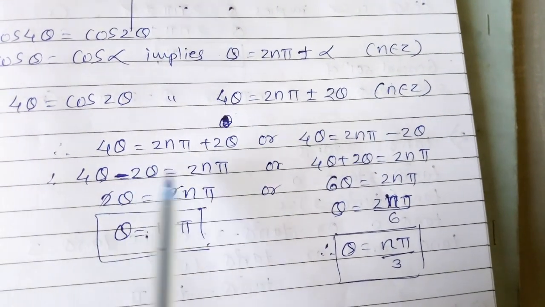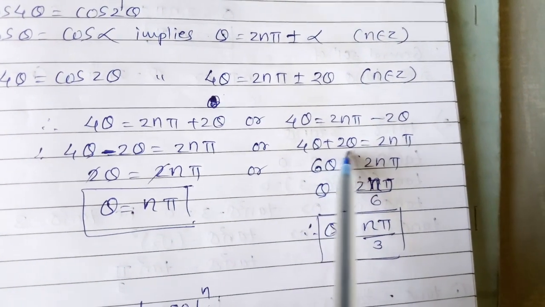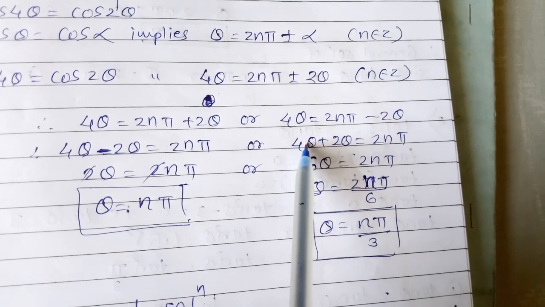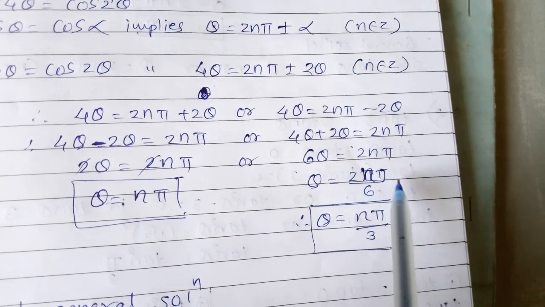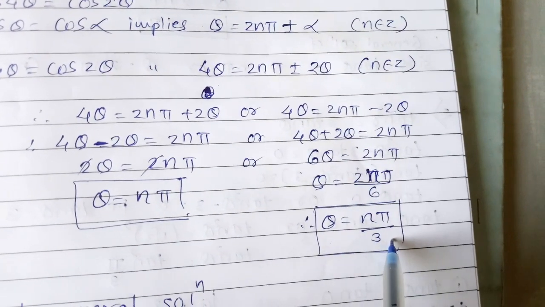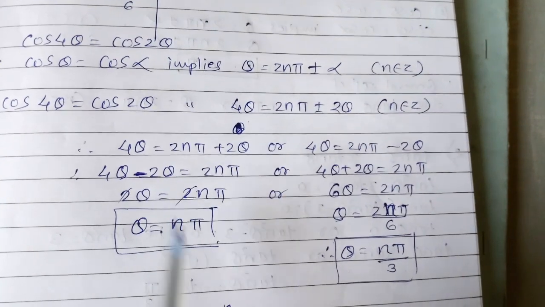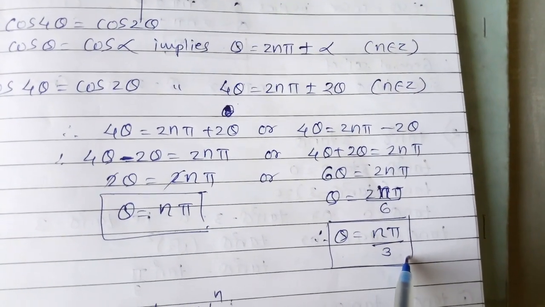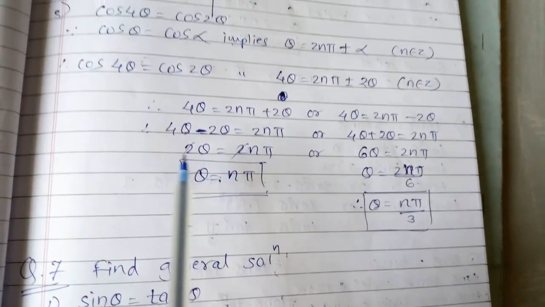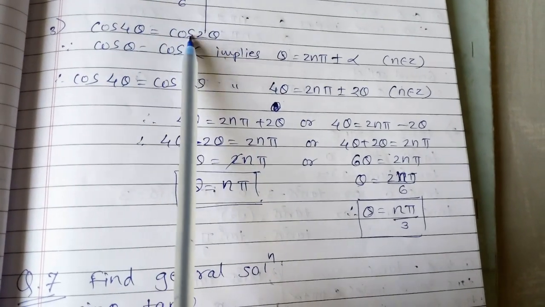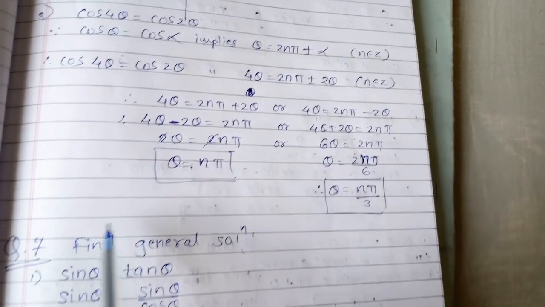Take this 2 theta to this side, 2 n pi, so we get 2 theta is equal to 2 n pi, 2 cancel, so theta is equal to n pi. And here when we take this 2 theta to this side, we get plus 2 theta, so 6 theta is equal to 2 n pi, so theta is equal to 2 n pi upon 6, 2 3s are 6, so we get here theta is equal to n pi upon 3. So the general solution of this equation is theta is equal to n pi or theta is equal to n pi upon 3. So we have to write it like this: the general solution of cos 4 theta is equal to cos 2 theta is theta is equal to n pi or theta is equal to n pi upon 3.